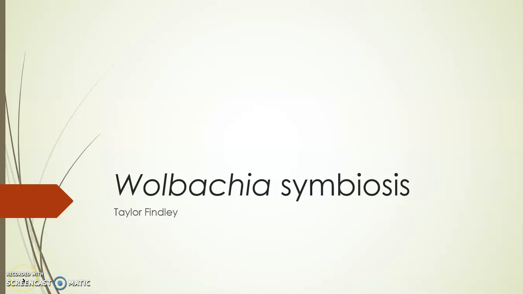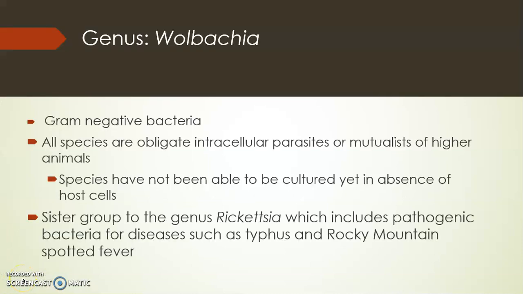Wolbachia symbiosis. The genus Wolbachia is made up of several species of gram-negative bacteria. All species in this genus are obligate intracellular parasites or mutualists of higher animal species. These species have not yet been able to be cultured in lab without the presence of a host cell. They are a sister group to the genus Rickettsia, which includes pathogenic bacteria for diseases such as typhus and Rocky Mountain spotted fever.